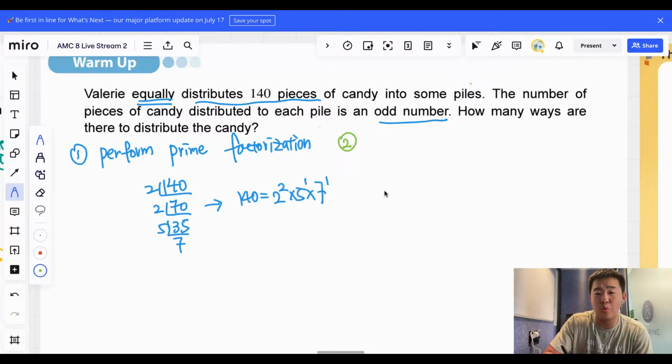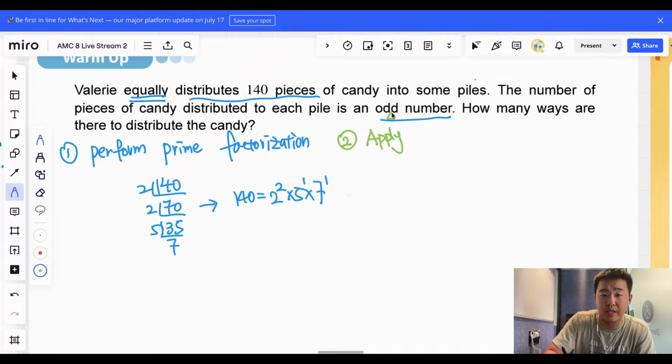Which formula? Remember, in the previous problem, we know that when we want to find the number of positive factors, we are going to add 1 to all the exponents of our prime factors, then multiply those summations together, right? However, here, we're not looking for all positive factors. Sorry. We are looking for only what? Odd numbers. Okay, so that's our keyword. So we're going to say still apply the formula.